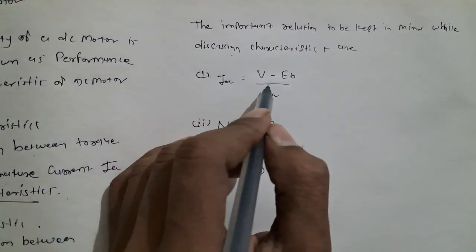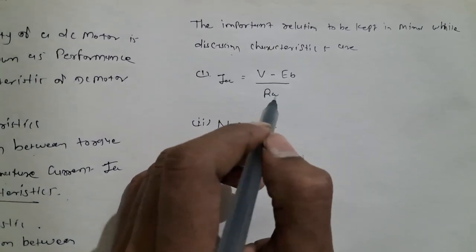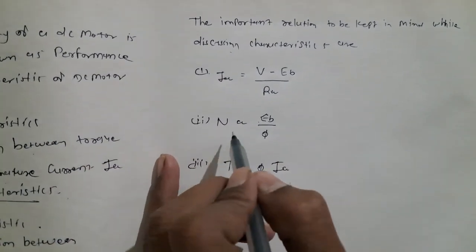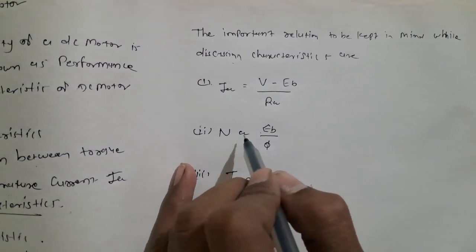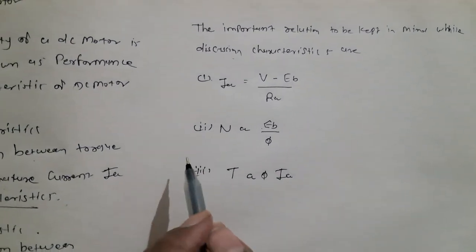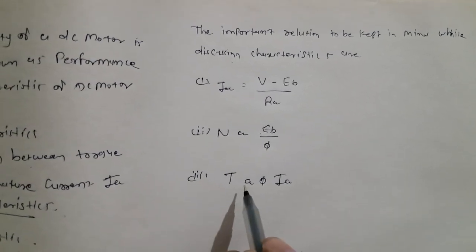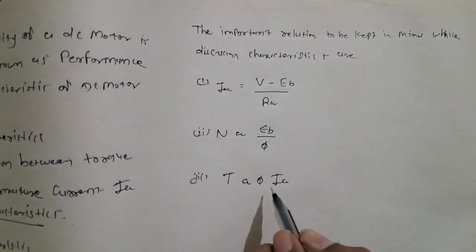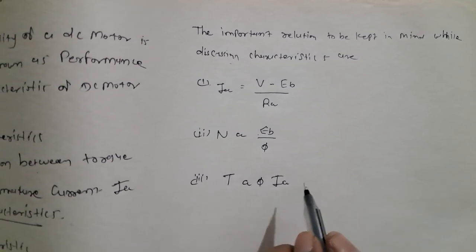So: first, Ia is equal to V minus Eb upon Ra. Second is N proportional to Eb upon phi, and third is T proportional to phi Ia.